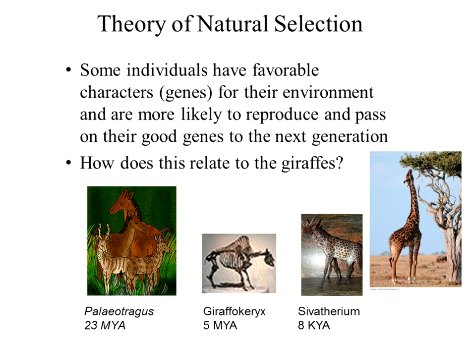So the theory of natural selection, or the mechanism of natural selection, is that some individuals have favorable characters, we now call those genes, for their environment, that are more likely to reproduce and pass on those favorable or good genes to the next generation. From this slide, you can see some renderings of some of the ancestral species before we got our current living species of giraffe.